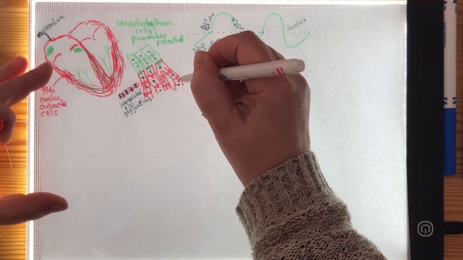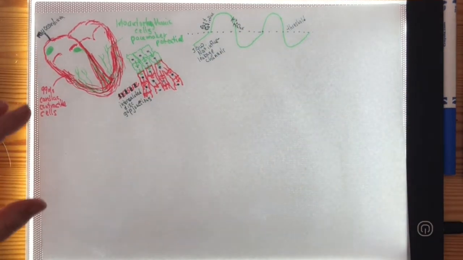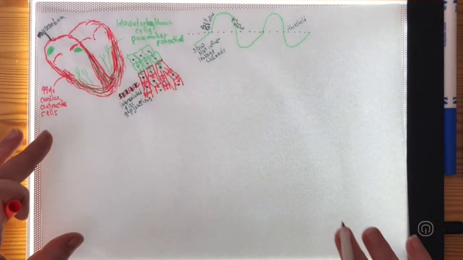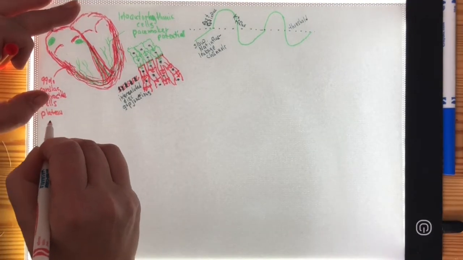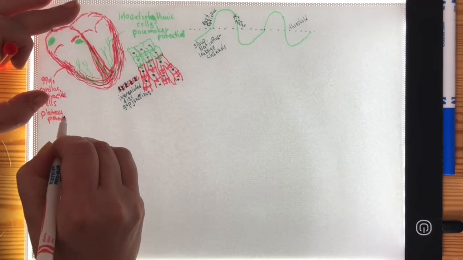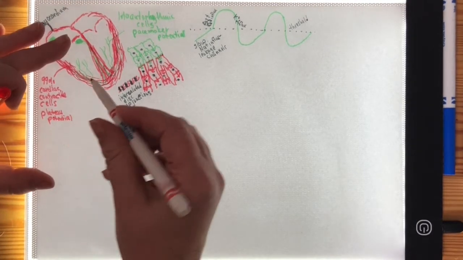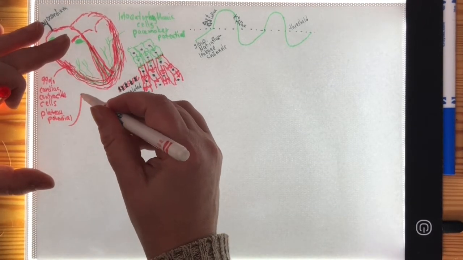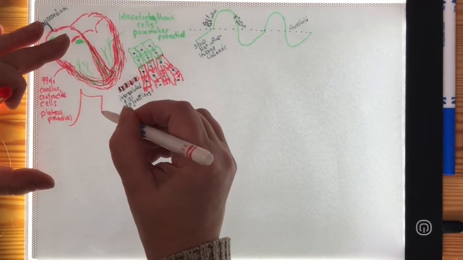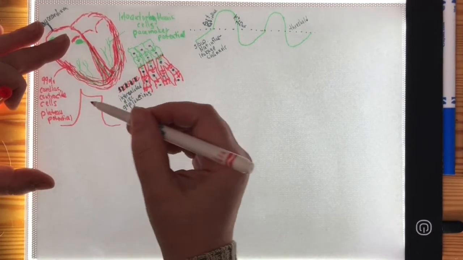So yes, we have the autorhythmic cells generating the pacemaker potential, which is an electrical signal that then can be passed on to those muscle fibers. But the muscle fibers themselves, those cardiac contractile cells, also generate an electrical impulse, which also can be passed on. This impulse is called a plateau potential, so named because it has a distinctive flat top, like a plateau in nature.